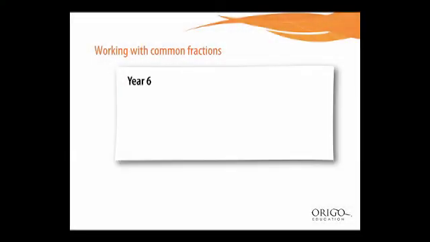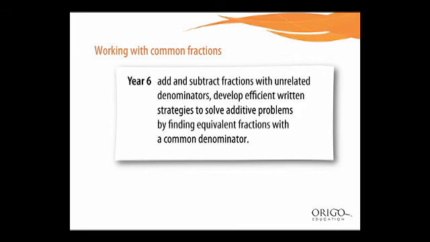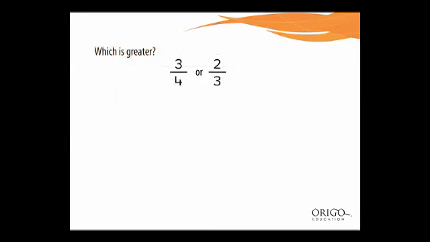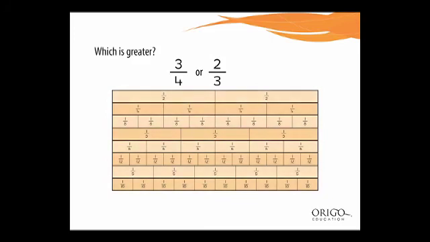In year 6, we're going to be dealing with unrelated denominators. So here's some that are unrelated. One is not a multiple of the other, or a factor of the other. So what are we going to do with it? Find equivalent fractions first here. We're not operating, we're just comparing. So here's a fraction mat again. 3/4. 2/3, they're not related, so we have to look for another denominator. Well, here's one here. 3/4 is the same as 9/12. 2/3, oh, that's the same as 8/12. So what's larger? 9/12. Okay.